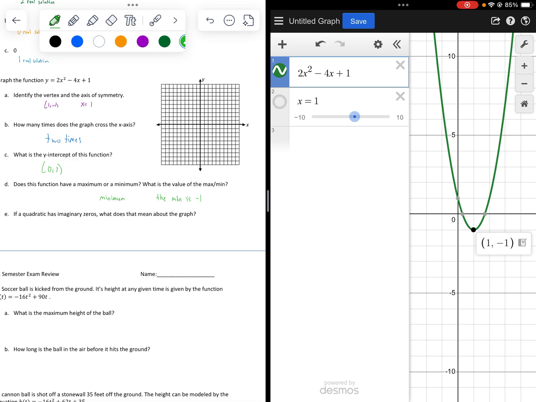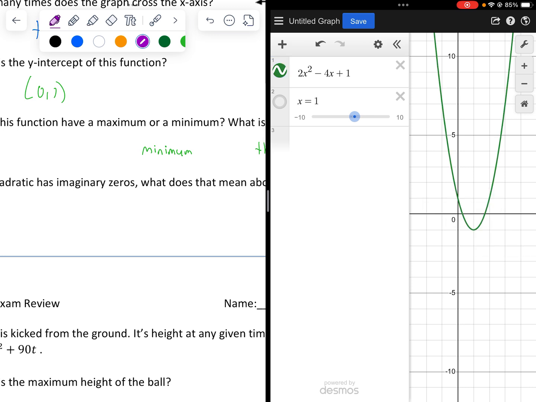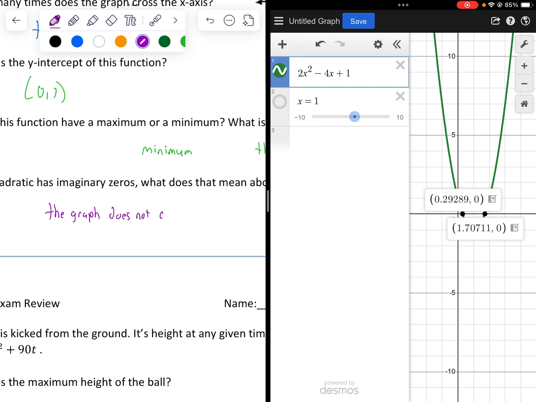Okay, if a quadratic has imaginary zeros, what does that mean? It means the graph does not cross the x-axis because zeros graphically are the x-intercepts. But if the zeros are imaginary, that means the graph does not cross the x-axis. So the graph does not cross the x-axis.